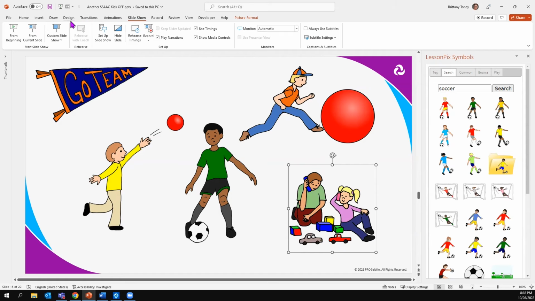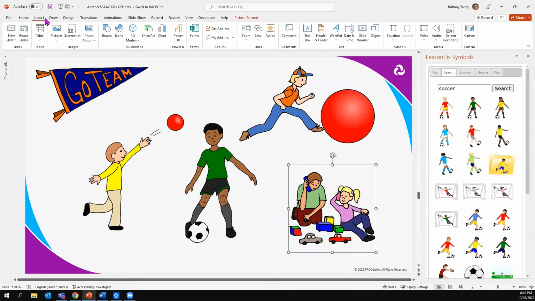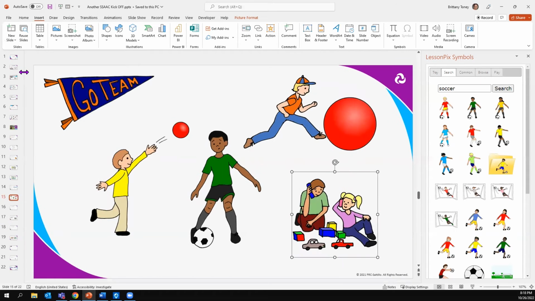This is an add-in. For those of you that don't know, if you go to insert, you can get an add-in, and this is the lesson picks add-in. So love this. Okay, so that's how we can do that activity.